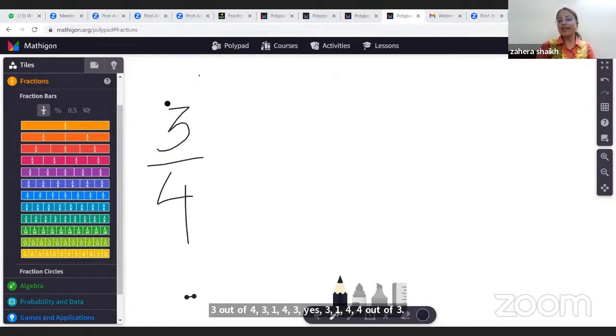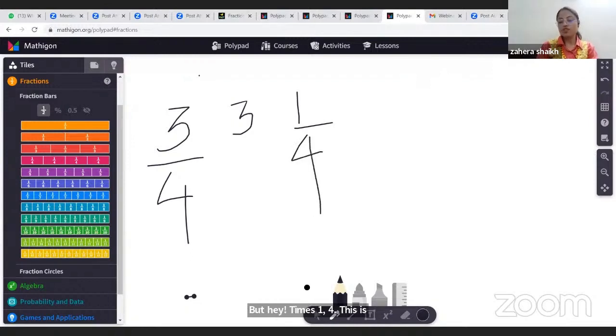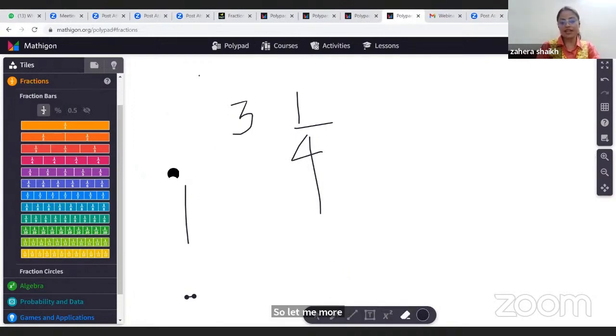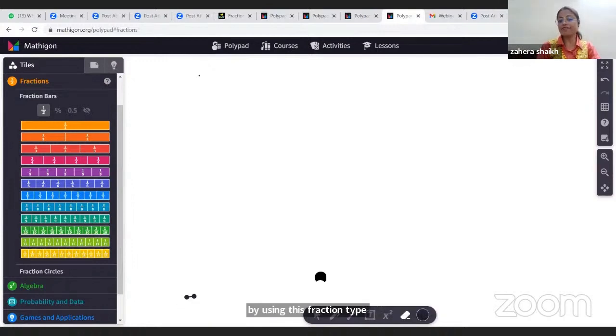So when I represent a number in two parts as a fraction, it does not mean there is no whole. There is a whole, but this number never represents the whole. It is of something, some part of that whole. This means this is nothing but 3 times 1/4. This is 3 times 1/4, right? Let me make myself clearer by using this fraction tile. Here we get confused. It is not 3 upon or 3 out of 4 objects, because this is already a part.